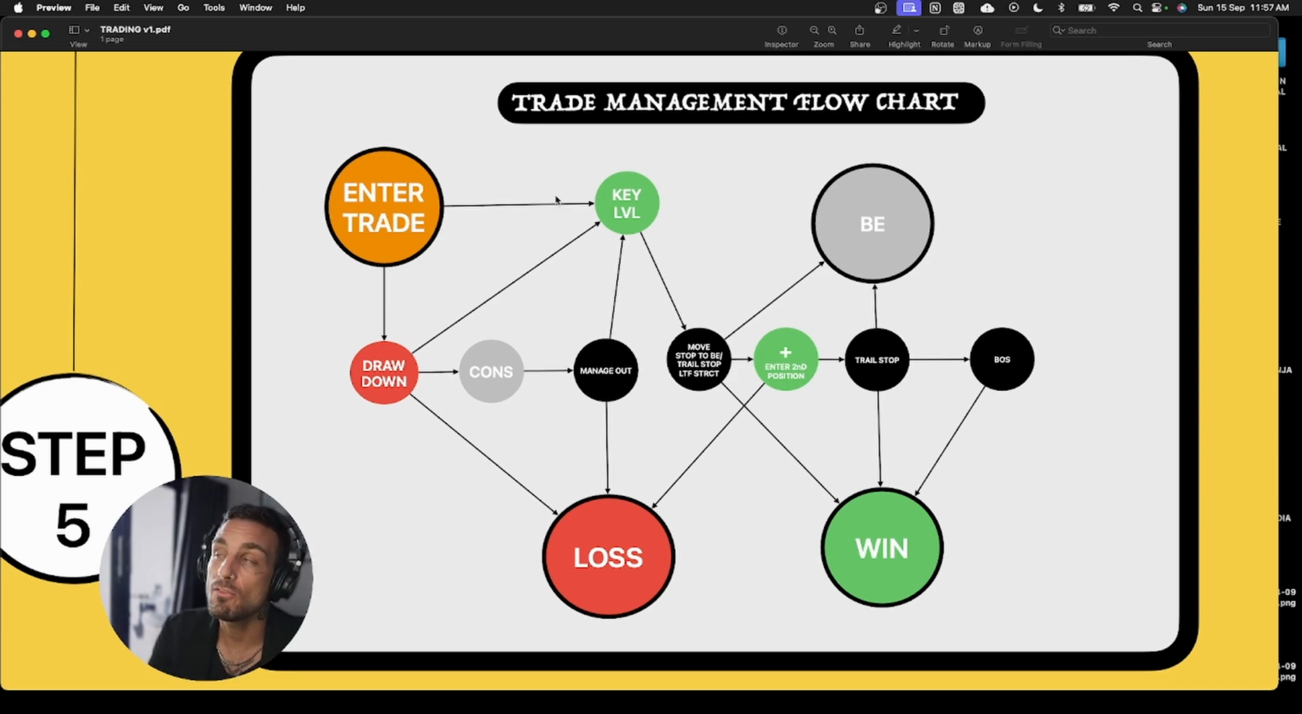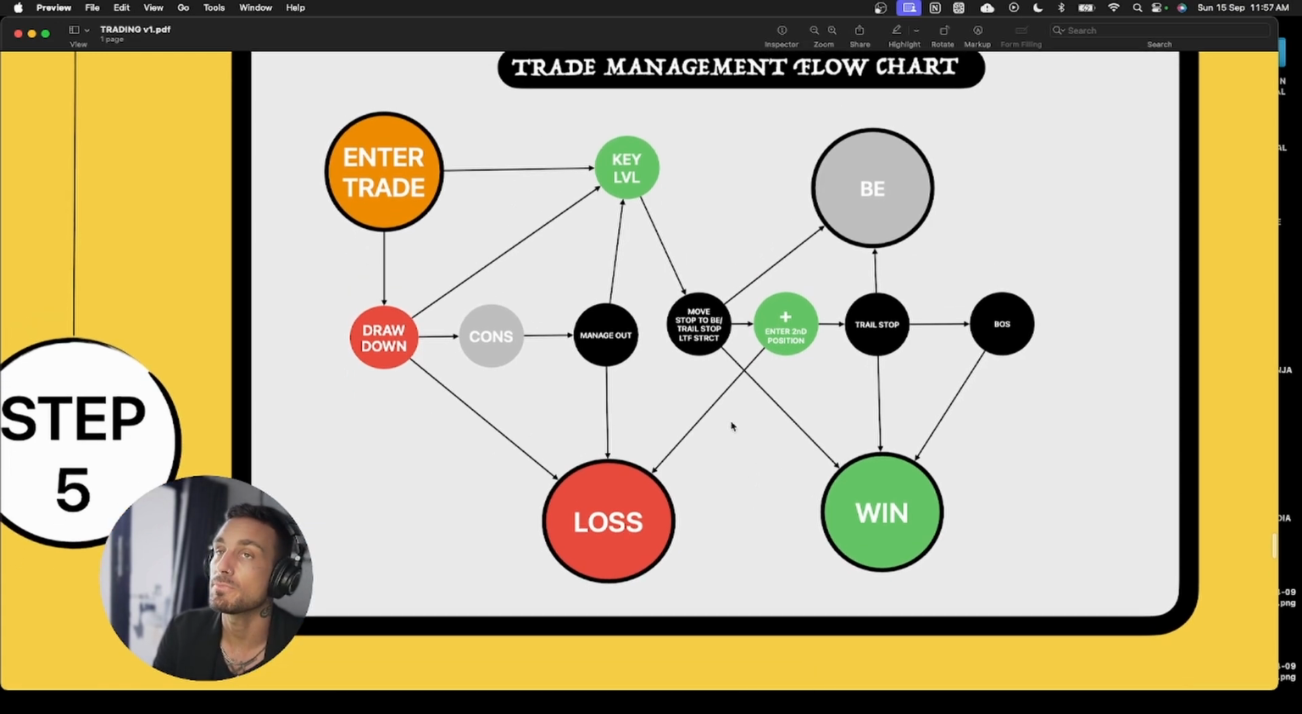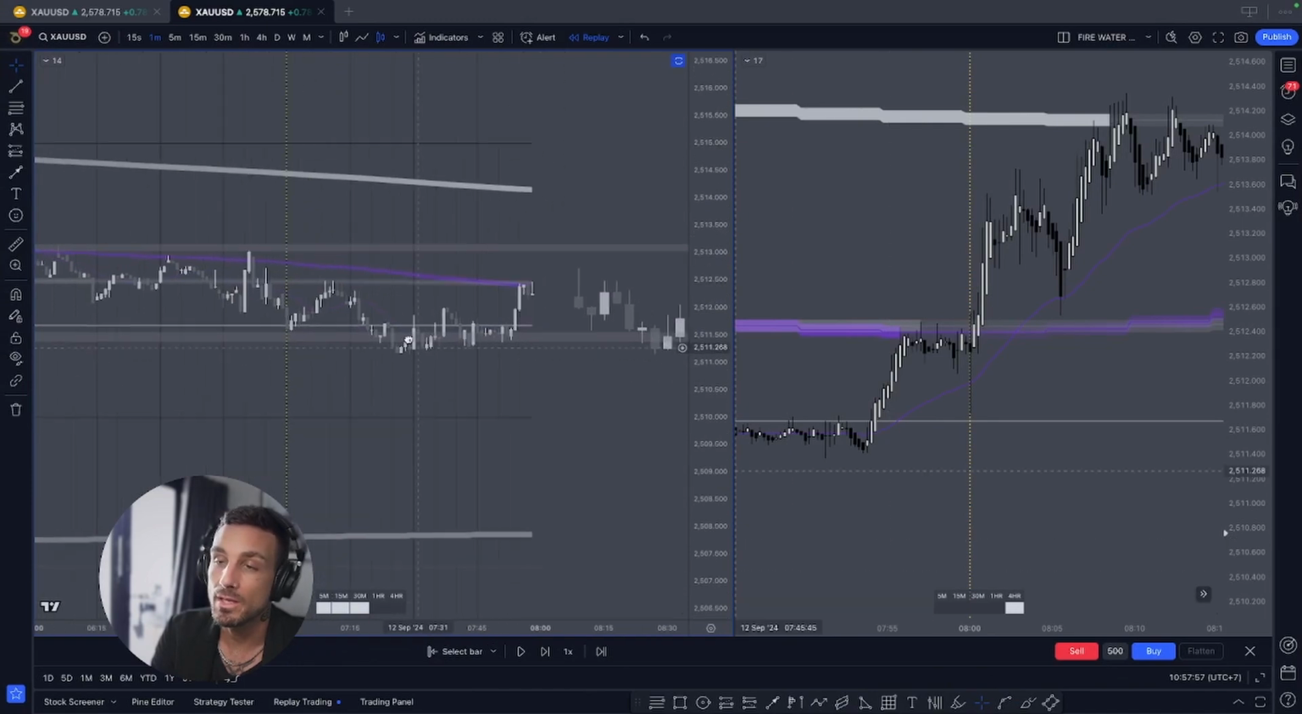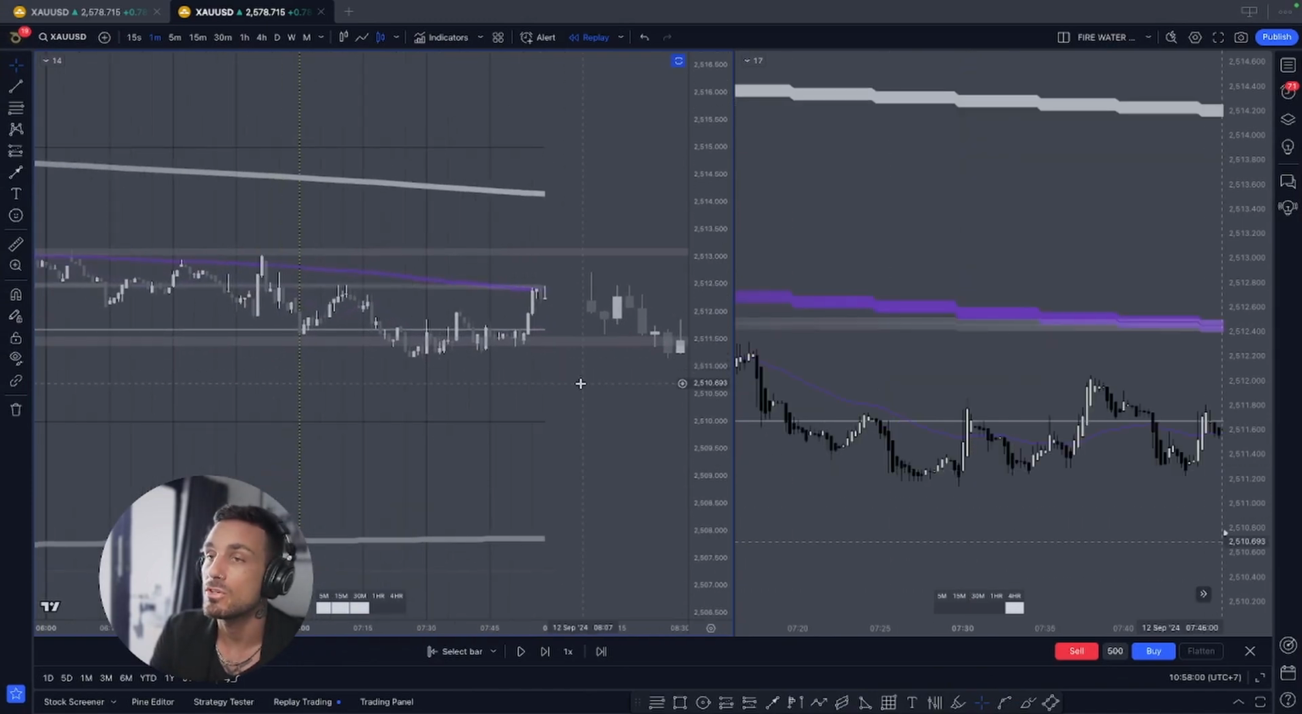Once we hit a key level, we've got two choices. We can load up a second position, but once we've hit that key level or broken that key level, we'll need to manage risk. We need to reduce risk to a lower time frame support. So yeah, we either get our second position in, we trail the stop, we win both positions, or at some point we get a break even, or we take a small loss. So let's dive into the charts. I'll show you a trade example from earlier this week, and yeah, we'll just go from there.